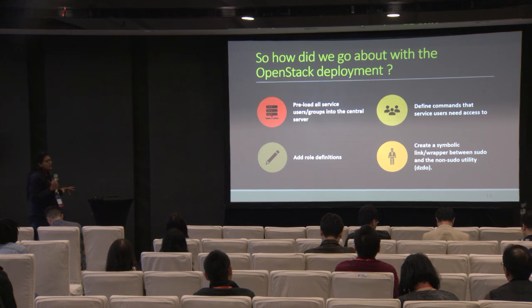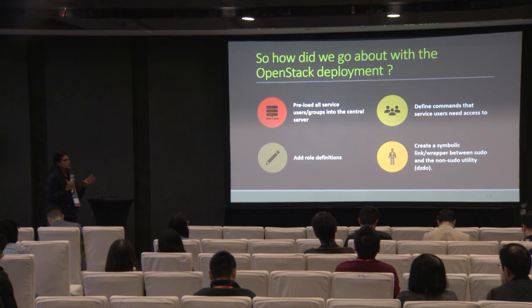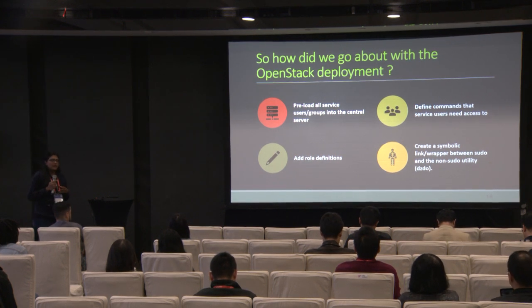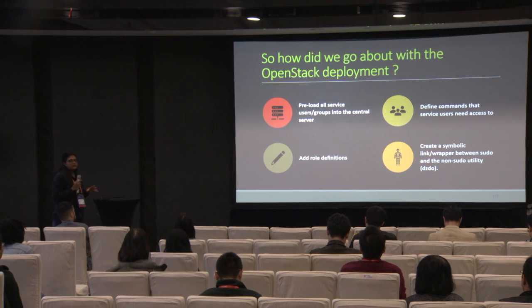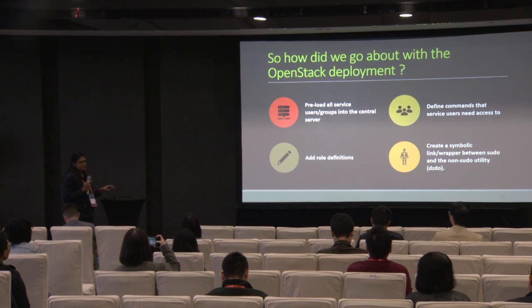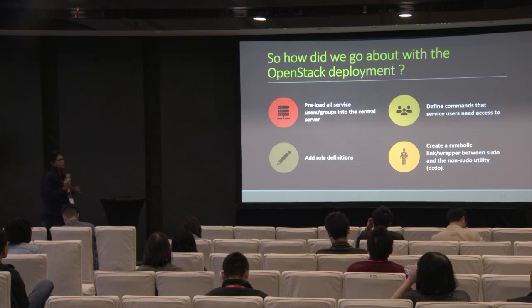So the hack we did was we created a symbolic link from sudo to the non-sudo utility. In this case, the non-sudo utility is dzdo. The good thing was that dzdo has exactly the same syntax as sudo. Which means that wherever your OpenStack code runs sudo, if you replace it with dzdo, it works perfectly well. So by creating a simple symbolic link, which is again a hack, we were able to work around the problem of having to replace sudo everywhere, because it was not possible to replace sudo.